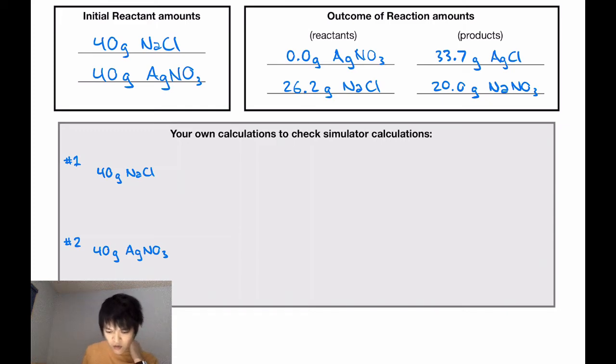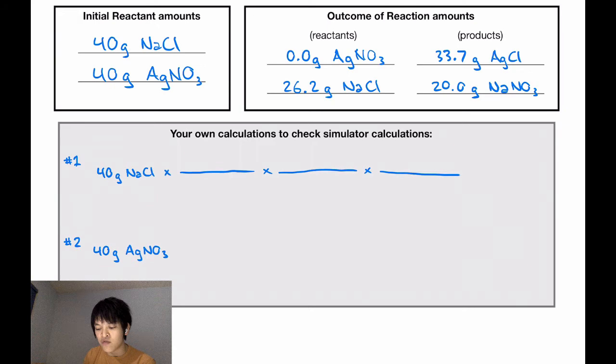And for both of these calculations, we're trying to figure out one of the products. So I'm just going to arbitrarily pick silver chloride. How much silver chloride is supposed to be produced? We can actually check this. So for both of these calculations, we're doing a gram-to-gram calculation to silver chloride. Every gram-to-gram calculation requires 3 conversion factors, so there we go.